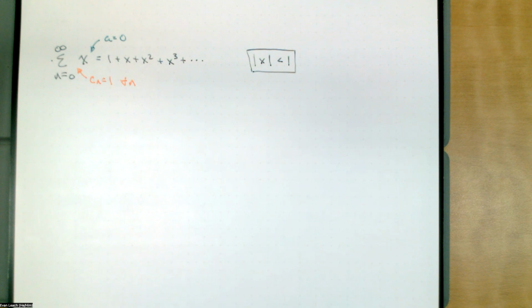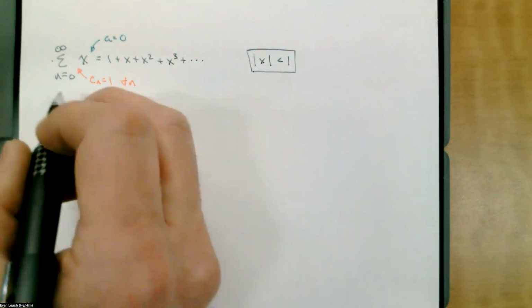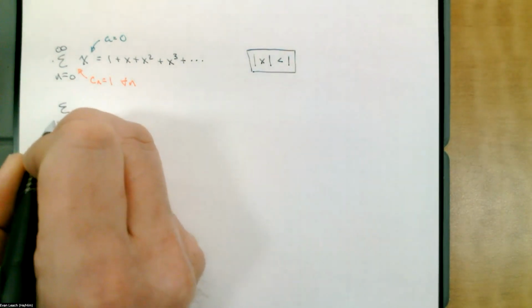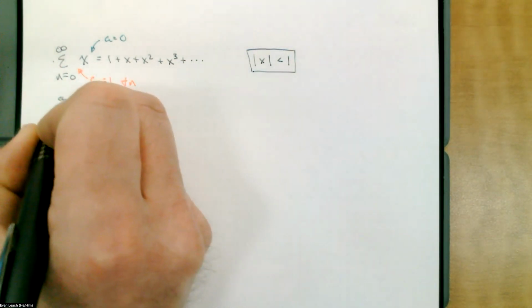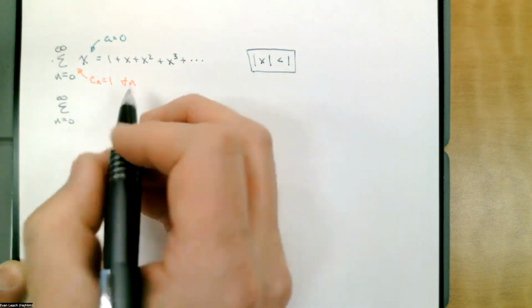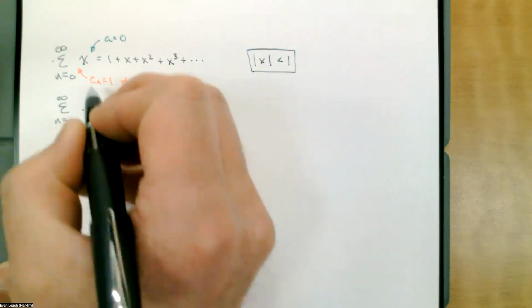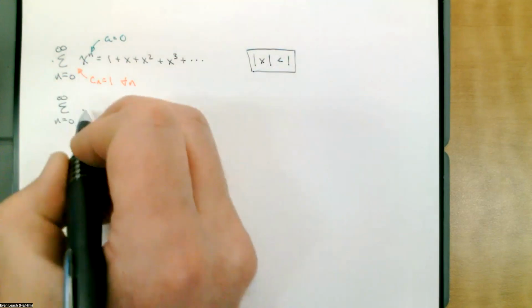This is our black coffee. Let's think about how things can change. If I look at the series n equals 0 to infinity, I'm not going to change the coefficients. Oops, there's an x to the n.